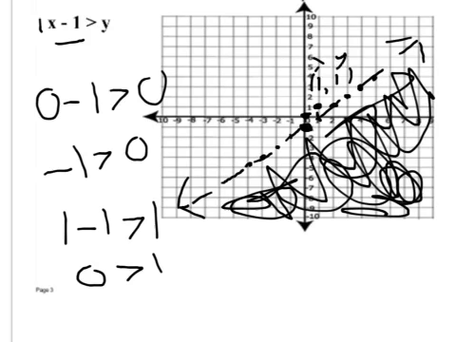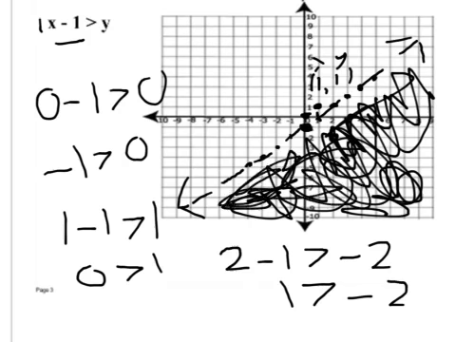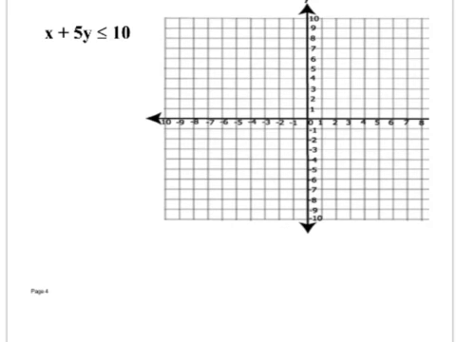Let's pick a point that should be on this graph. I'm going to say 2, negative 2. So 2 minus 1 is greater than negative 2. 2 minus 1 is 1. Is 1 greater than negative 2? Yes. This is a true statement. So see why negative 2 is included in this graph? Why it's on that side? I got a question. Graph or draw this one.